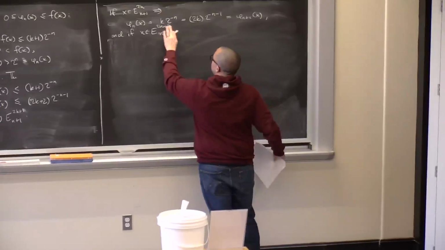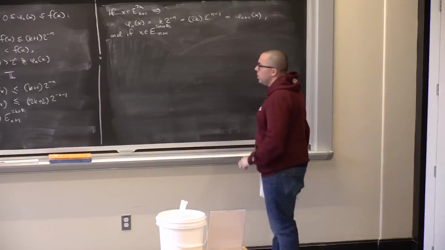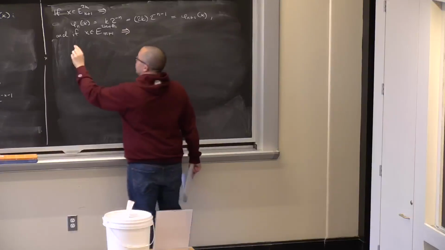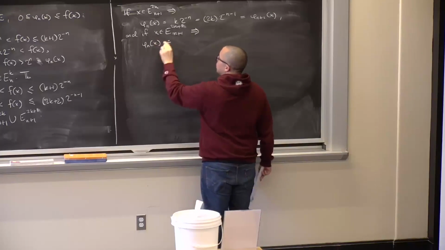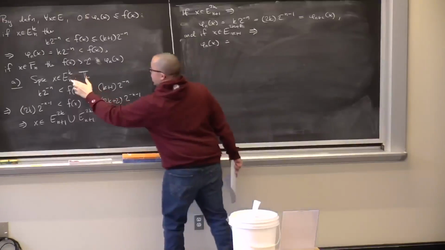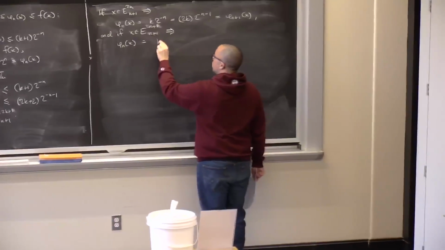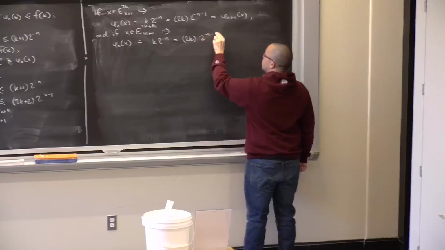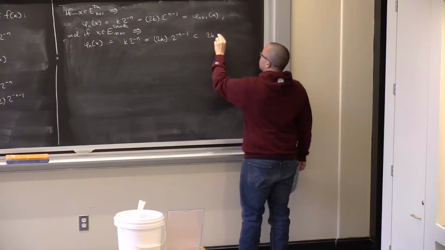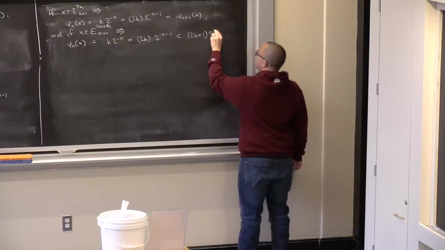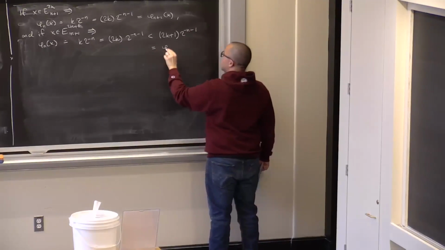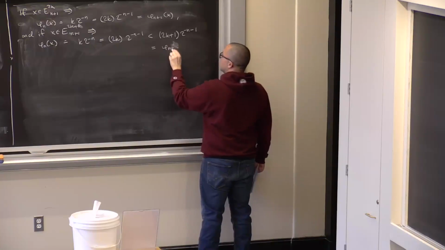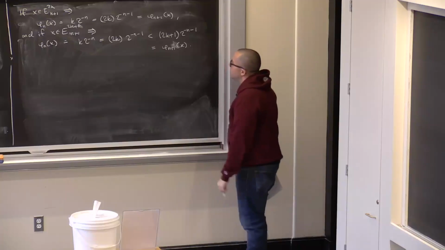And if x is in E_{2k+1,n+1}, then x is still in E_kn, so phi n of x is still equal to k times 2 to the minus n, which is equal to 2k times 2 to the minus (n+1), which is less than 2k plus 1 times 2 to the minus (n+1), which is, by definition, since x is in E_{2k+1,n+1}, phi n plus 1 of x.